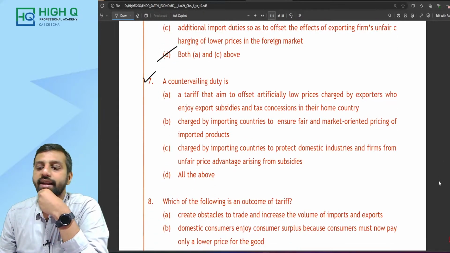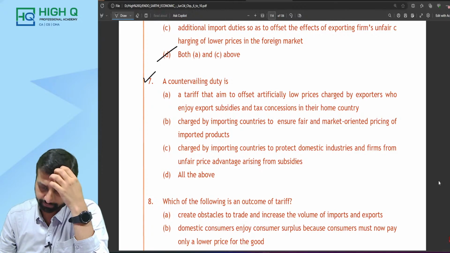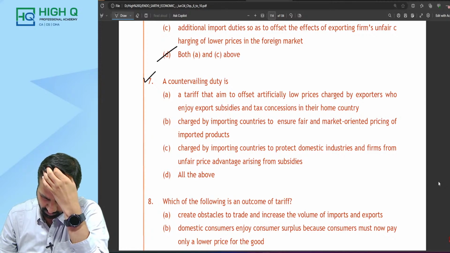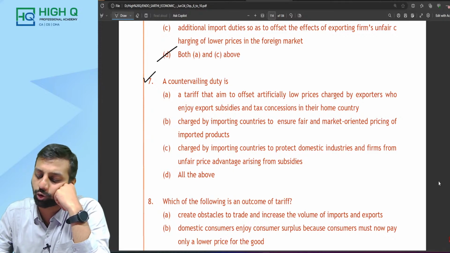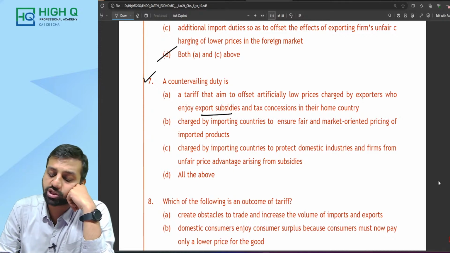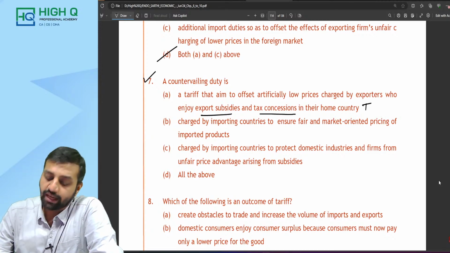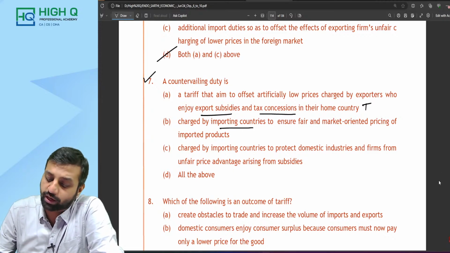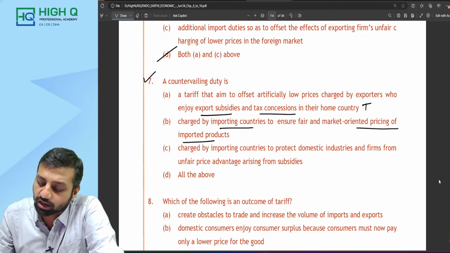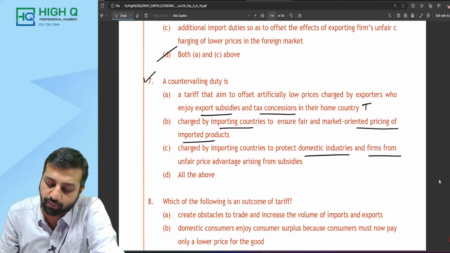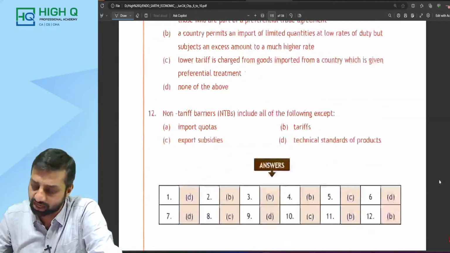What is a countervailing duty? So it is government against a government. A tariff that aims to offset artificially low prices charged by exporters who enjoy export subsidy and tax concession. True. It is charged by an importing country to ensure fair prices and market pricing of imported products, to protect domestic industries and firms from unfair price advantage from subsidies. I believe the answer for the seventh one should be D.